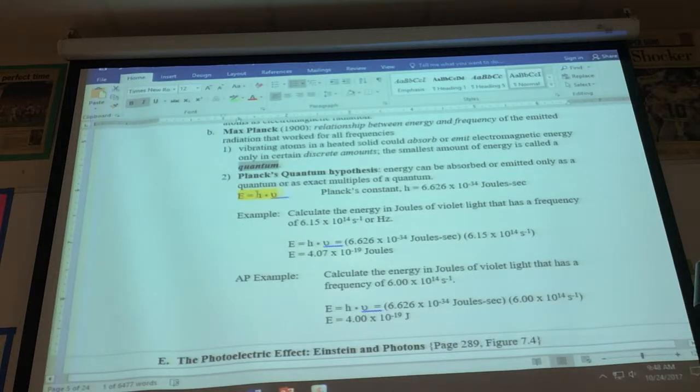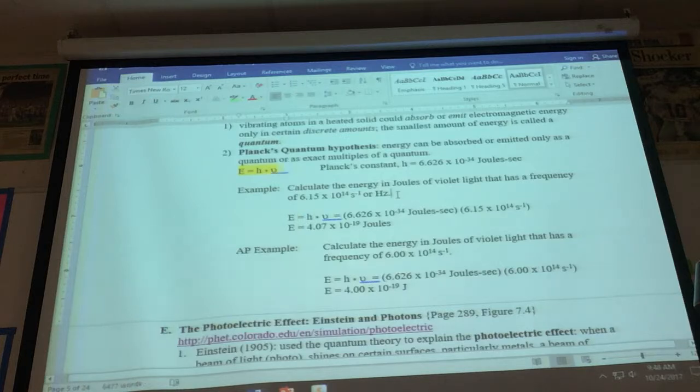So energy is equal to Planck's constant, which is given to you on the formula sheet, times the frequency. The first problem is a straight honors level question. Don't foresee any difficulty there. Planck's constant, the frequency is given here. Plug it in and solve.